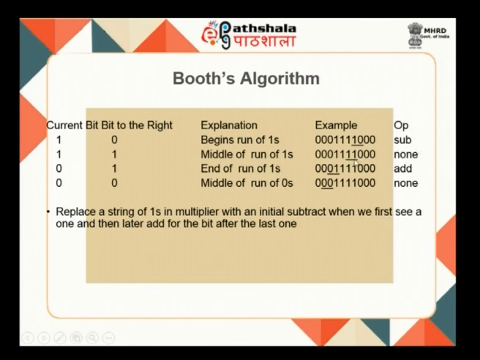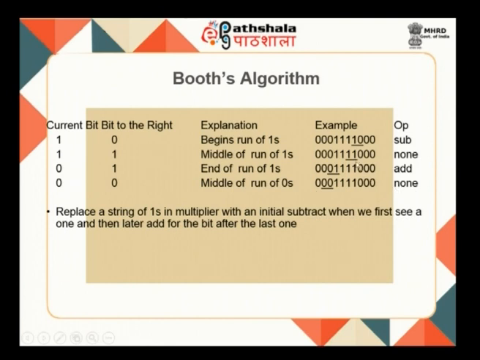Similarly, when you have a 1 and a 1, it is just the middle run of ones. A 1 and a 1 is again a middle run of ones. When you have a transition from 1 to 0, it indicates that you will have to perform an addition operation. And when it is a 0 0, it indicates that it is a run of zeros, so you do not have to perform anything.